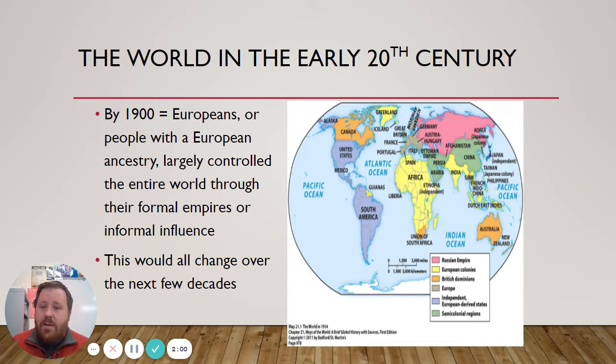So the Europeans are dominating the world in the early 20th century, and this would all change over the next few decades. This is where all that starts to change. Besides the fact that World War One was a European war, it really sets Europe back, as we'll see in some later lessons. So this is really the turning point when the world becomes less European dominated, and the balance of power begins to shift to other places in the world.